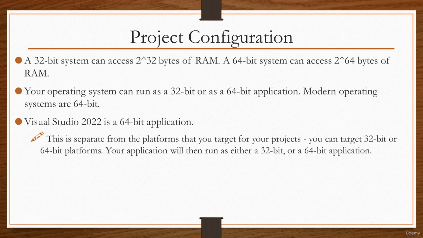As you'll see in this lecture, and I also mentioned this briefly in previous lectures, some of the fundamental variables such as pointers will have a different size depending on the target platform. For example, if you target, or in other words build, a 32-bit application, then your pointers will be 4 bytes. But if you build a 64-bit application, then your pointers will be 8 bytes.